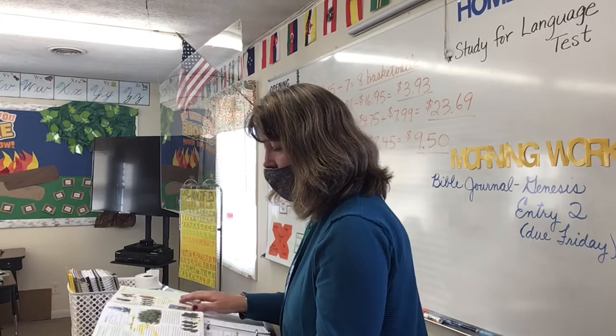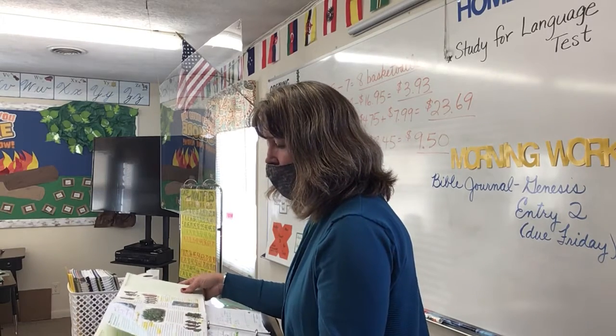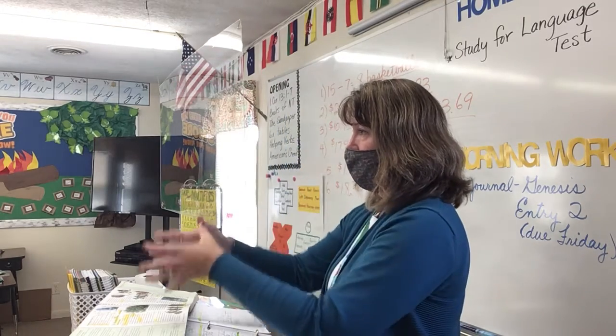Let's see here. Who can tell me the three main parts of a tree? Logan. Trunk, crown, root. Very good. What's at the top? Crown. Right. The crown, the trunk, and then the roots.